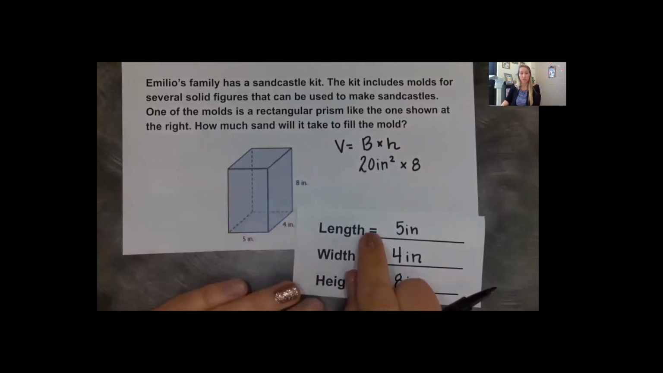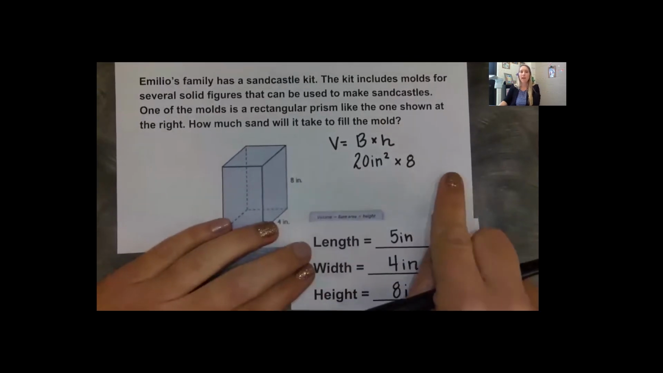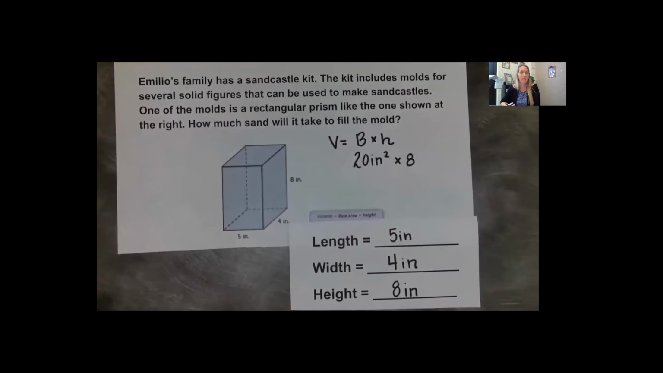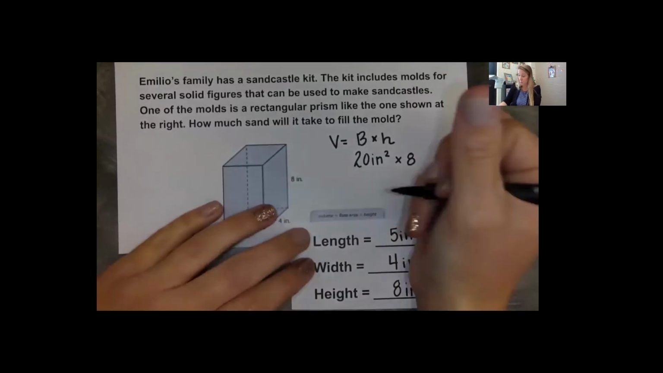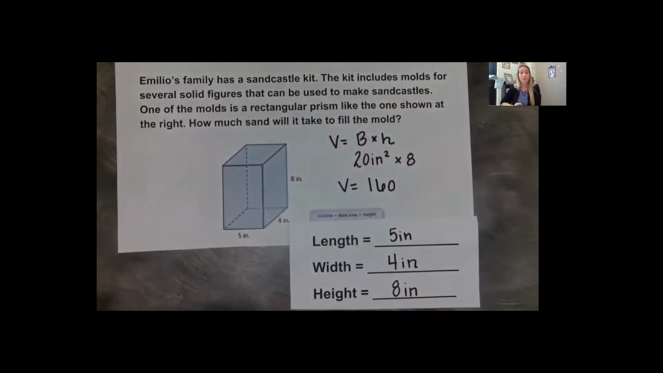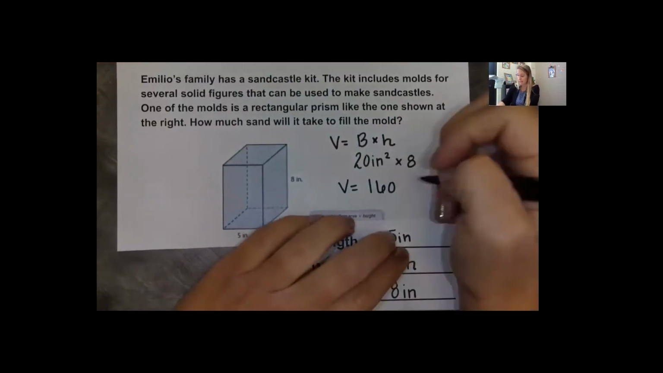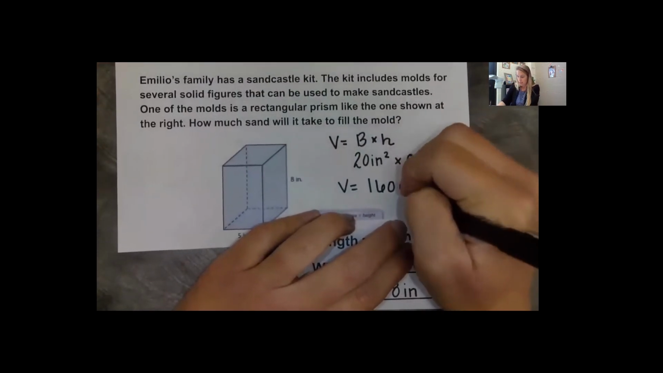So now I need to find the volume, I do the base area of 20 times the height of 8. What is the product of 20 and 8? Good job. 20 times 8 equals 160. So remember though, we measure volume in what kind of units? Cubic units. So I don't want to just leave it as 160. I want to say that Emilio's sandcastle mold has a volume of 160 cubic inches.